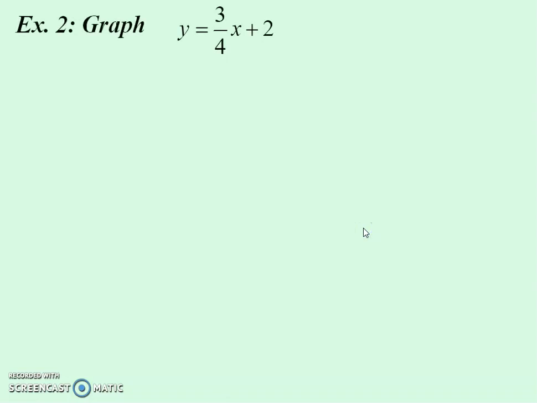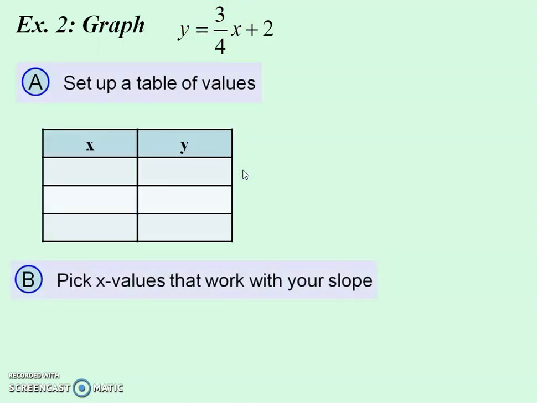There's one other consideration about picking the correct x values, and I'll show you what I mean in this example, because this is one where I have a fractional slope. Things work a little bit differently. So setting up my table of values is the same. Picking x's that work is very similar, and I'll always pick 0 first, and I'll write that in there again in a second.